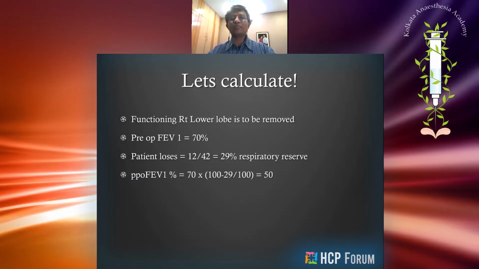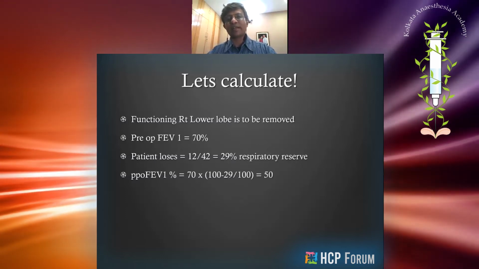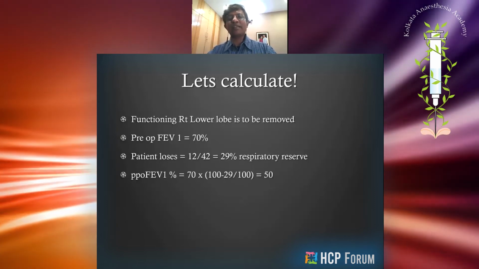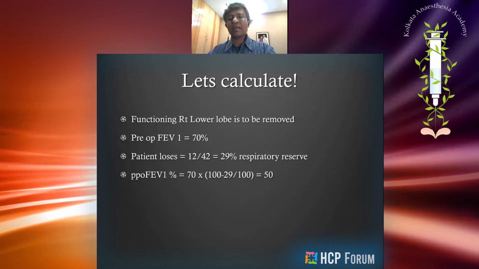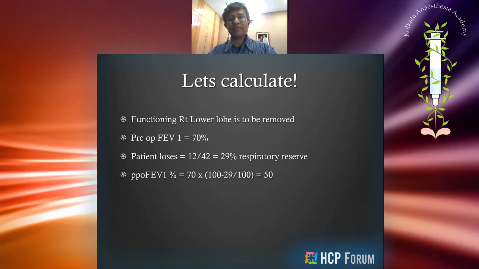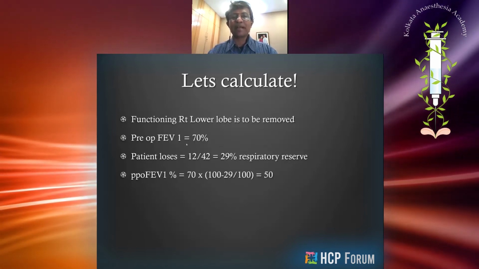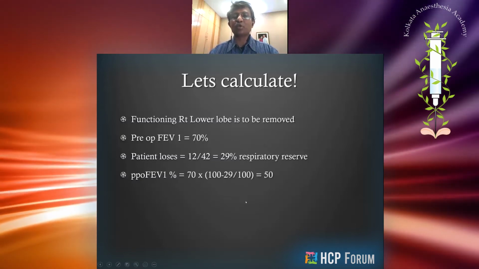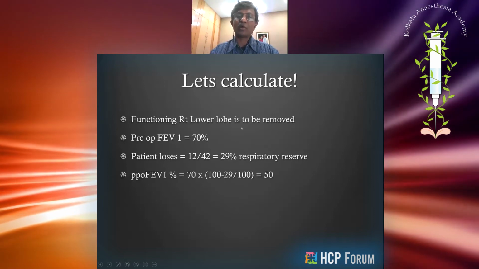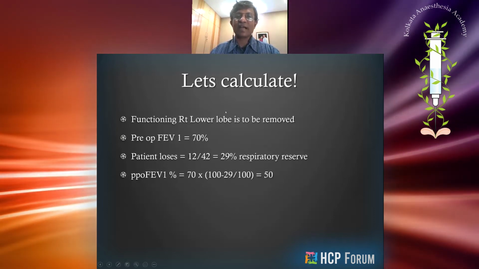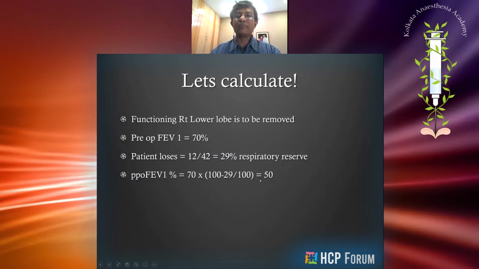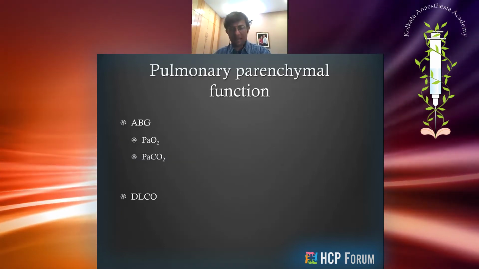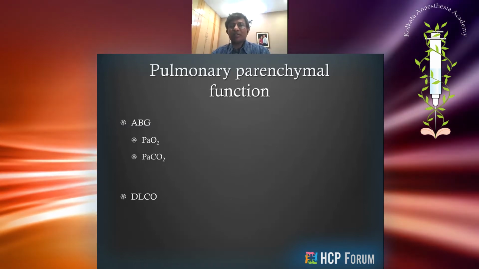You know that 12 of this will be removed, so 12 divided by 42, which is 29% of the reserve, and so 70 into 100 minus 29 divided by 100, which will come to 50. So your preoperative FEV1 is 70%, and your predicted postoperative FEV1 for this surgery, which is right lower lobectomy, will be 50. And why this has bearing, you will find out a little later. So that was about the mechanical function.